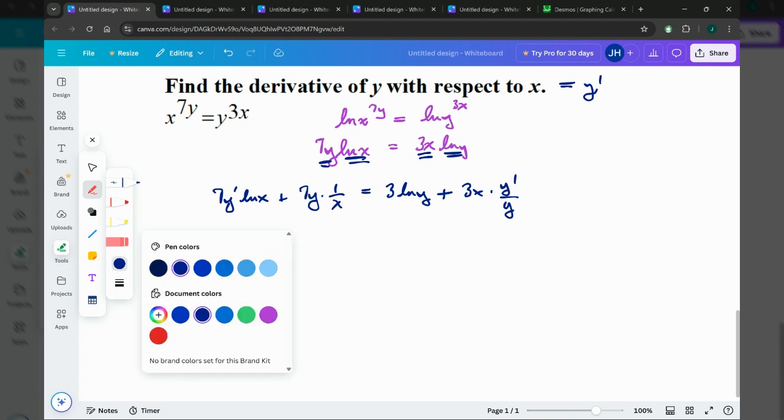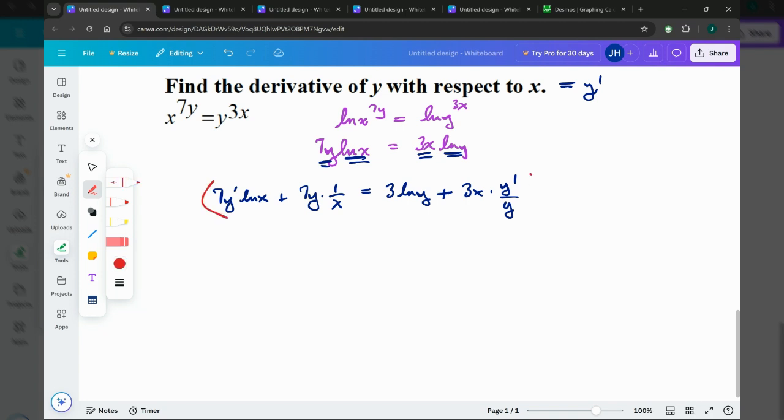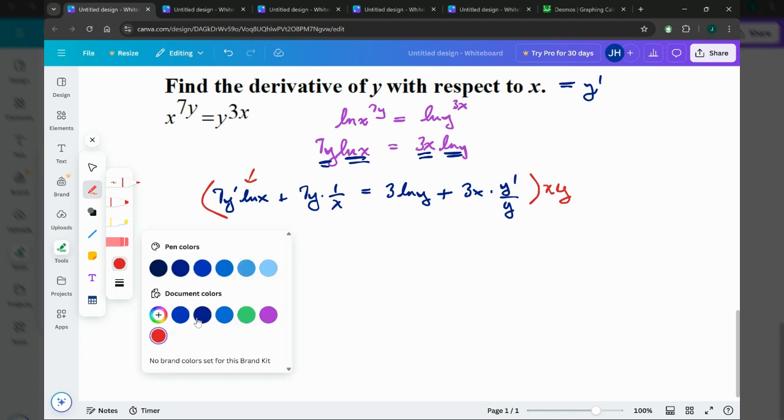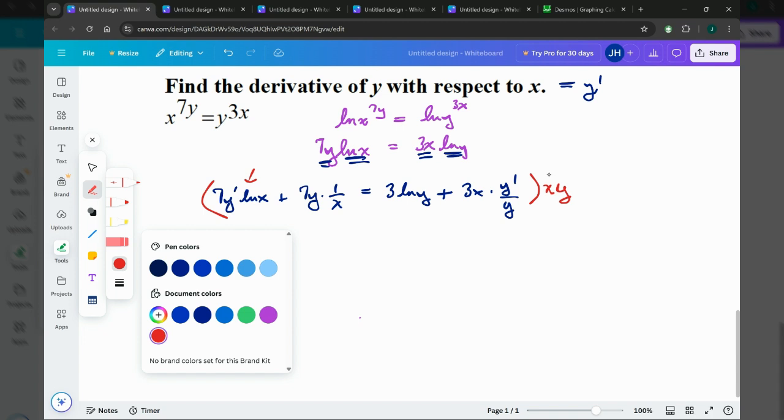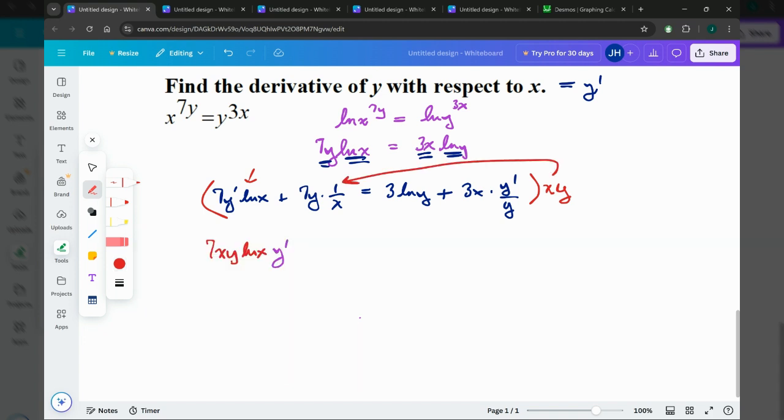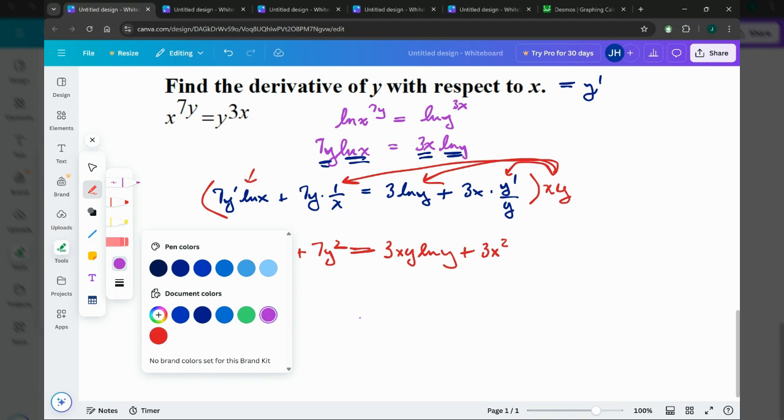Now, the first thing, I don't like the fact that there's fractions. I don't like the fact that I have denominators. So what I'm going to do is multiply every term by xy. If I multiply this by xy, I would get 7xy natural log of x, and that's going to be multiplied by my y prime. You guys are going to notice I'm going to put my y primes in a different color. If I distribute here, the x's will cancel and I get 7y squared. Distribute here, I would get 3xy natural log of y. Distribute here, I would get 3x squared. The y's would cancel, and I would get that 3x squared just times y prime.